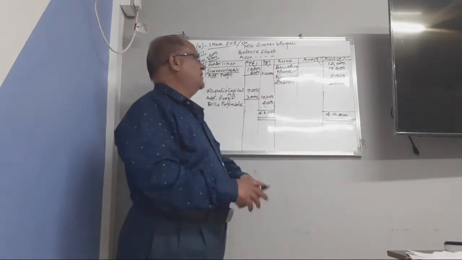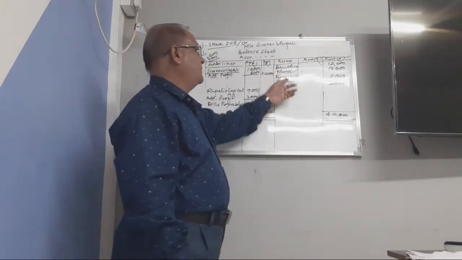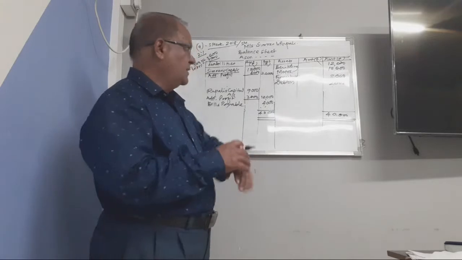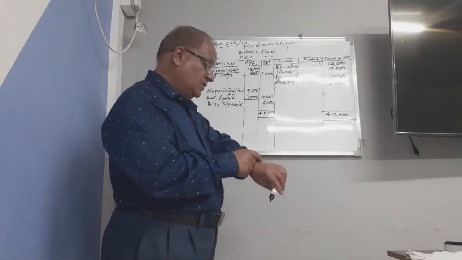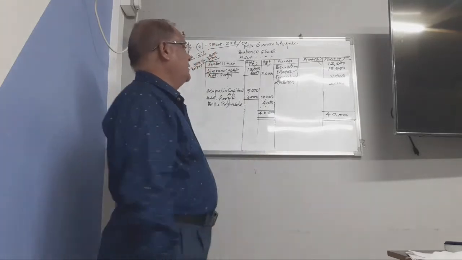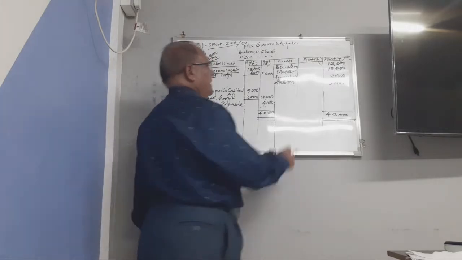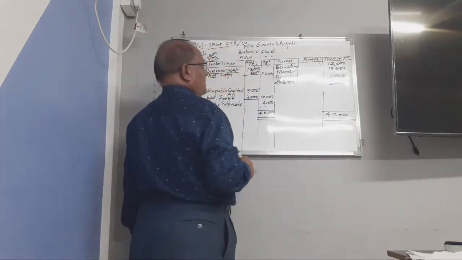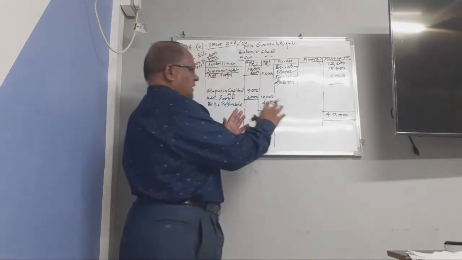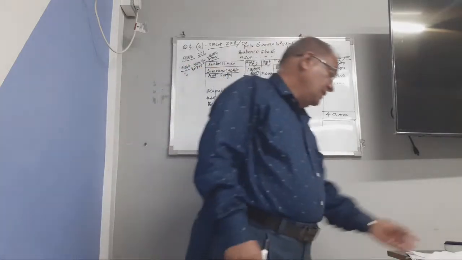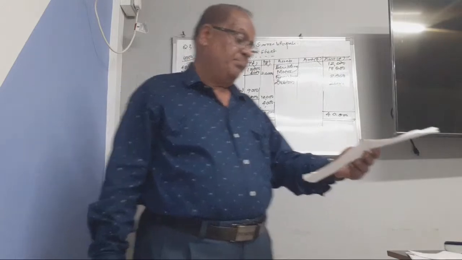And on the asset side there are four items. First is building 12,000, motor will be 18,000, and furniture will be there. Just see here 8,000, later debtors 2,000. Total 40,000 there. So after that we'll see here.